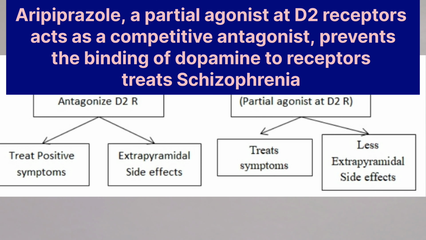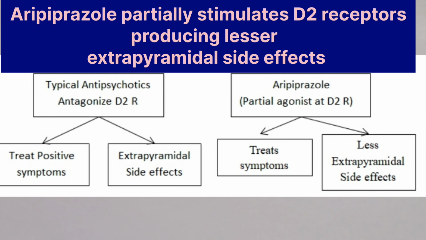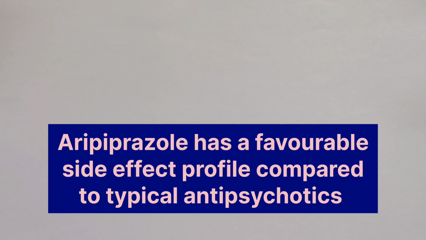Aripiprazole, a newer atypical antipsychotic drug, is a partial agonist at the D2 receptor. Being a partial agonist at the D2 receptor, it binds to the agonist binding site and does not allow dopamine to bind to the active site of the receptor, and hence treats the symptoms of schizophrenia. But because it acts as a partial agonist and partially stimulates the dopamine receptors, the incidence of extrapyramidal side effects is less. Aripiprazole has a favorable side effect profile.